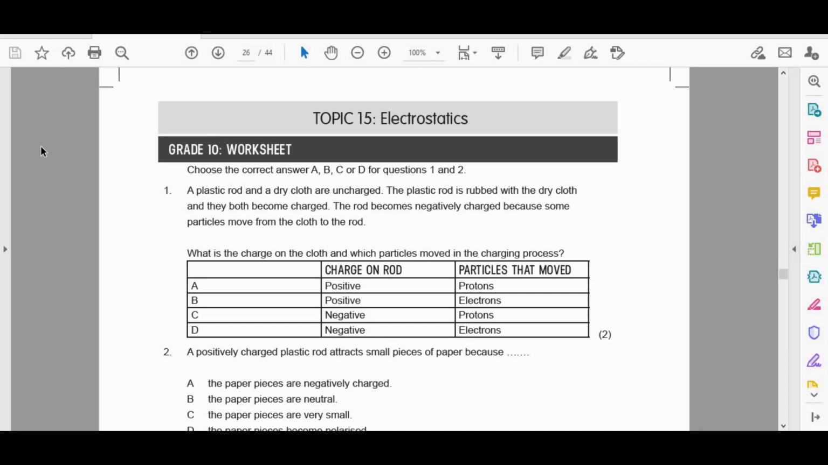The charge on the cloth becomes positive, and the particles that moved were electrons. So the cloth would become positively charged because there was an electron transfer from the cloth to the rod, the rod becoming negatively charged and the cloth becoming more positively charged.